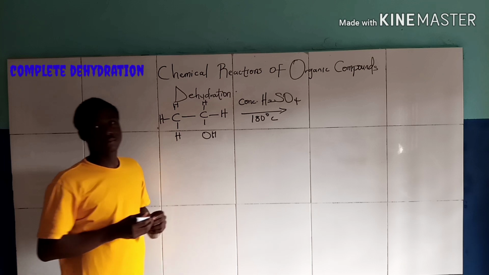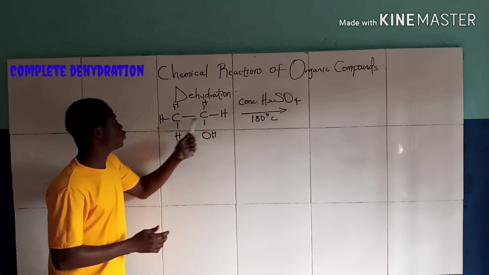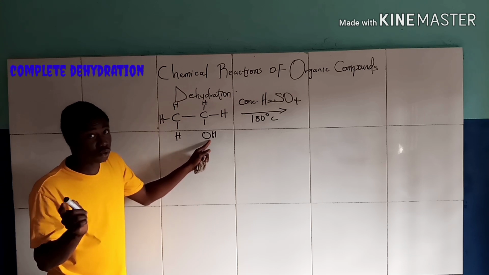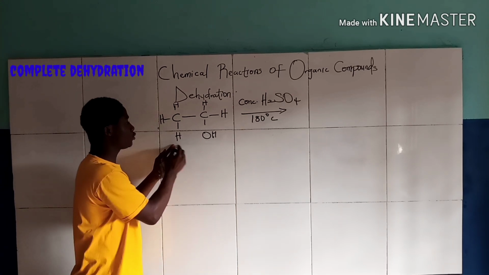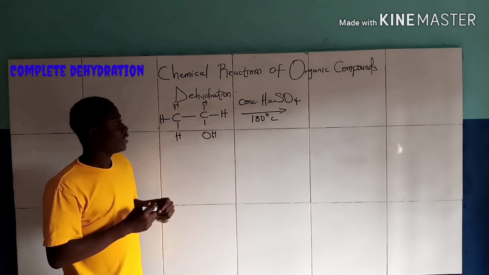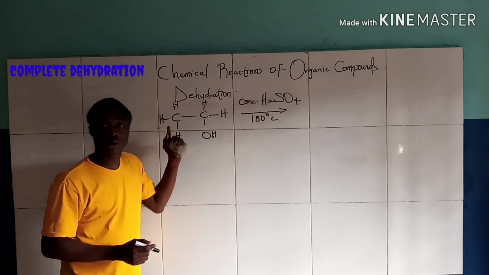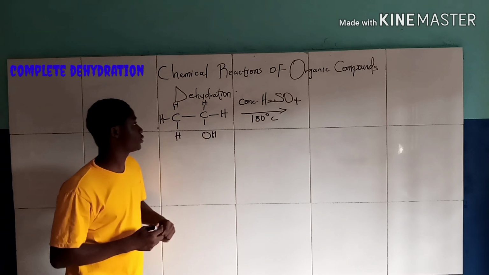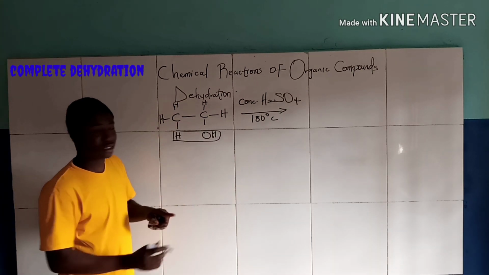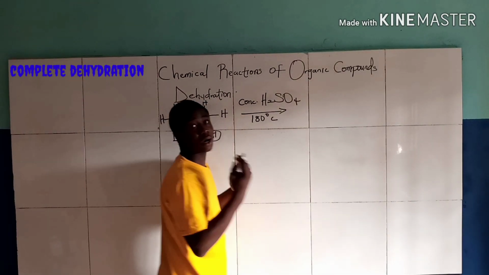Now what happens in this reaction is simply this. The two carbons here that bear the hydrogen and the hydroxyl group, this hydrogen and the hydroxyl group is going to be lost to form water, and there will be an additional bond formed between these two carbons. This is what we get as the product. The hydrogen and hydroxyl group is lost to form water, that's H2O. We are going to get an alkene.